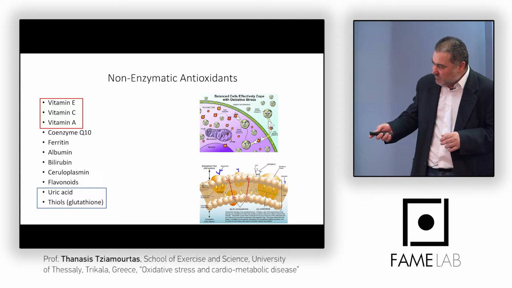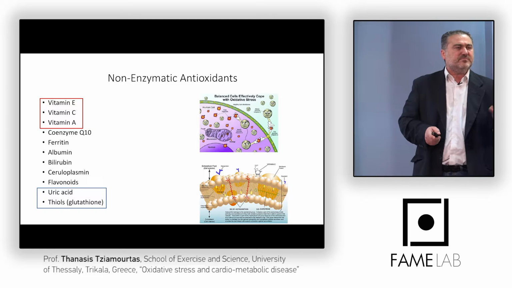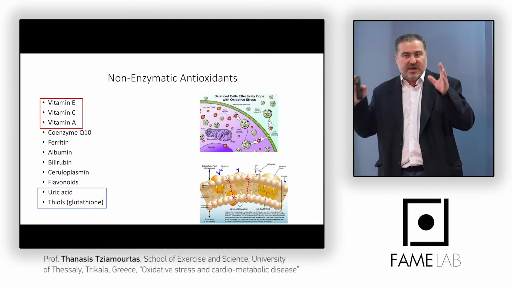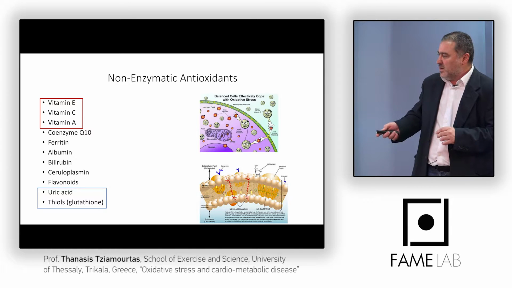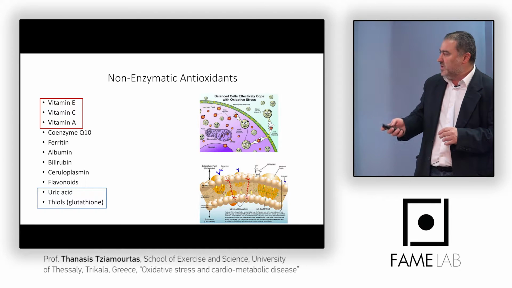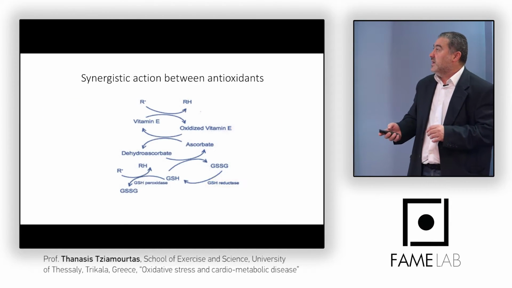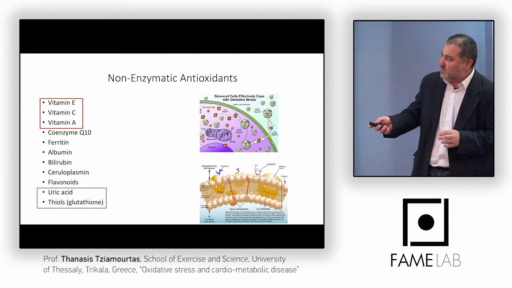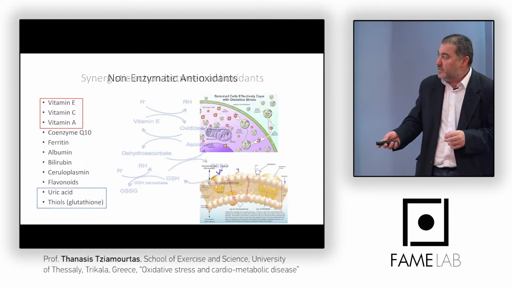And finally, we have glutathione, which is believed to be one of the strongest antioxidants in our body, and is present in very large levels, and it can destroy free radicals. The synergistic action between, as I said here, vitamin E and vitamin C and glutathione, we can see it here.